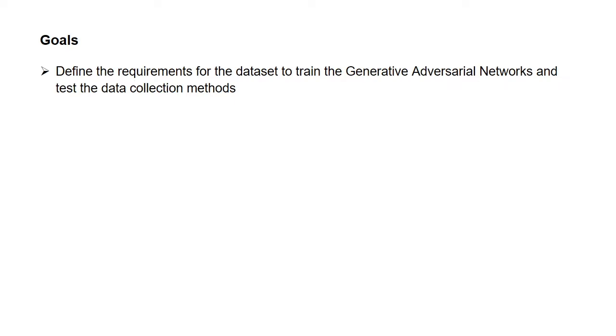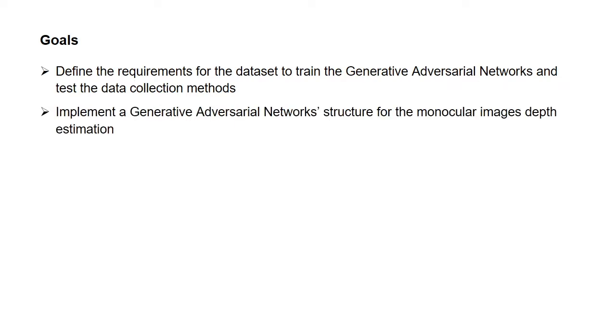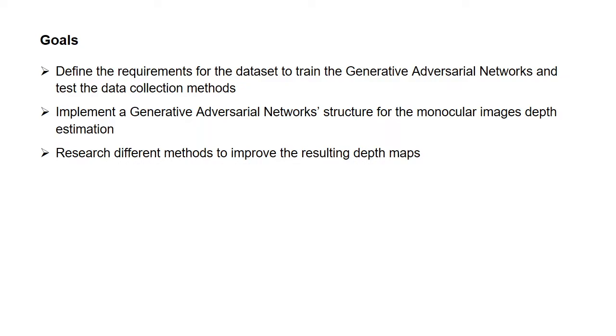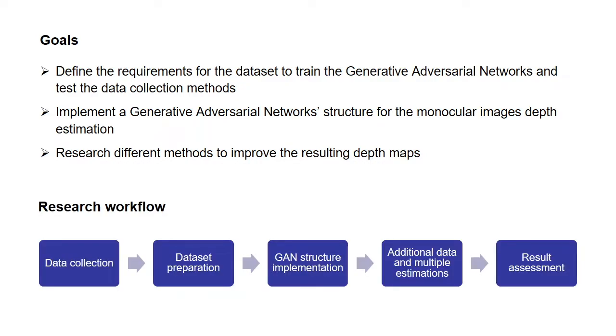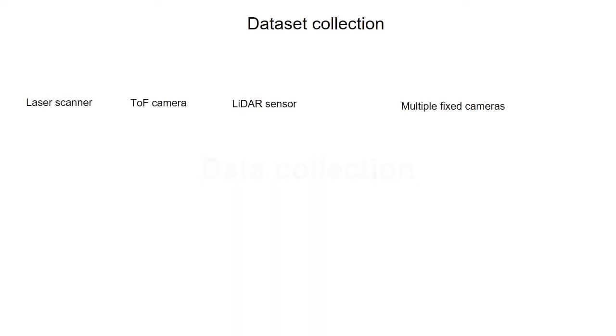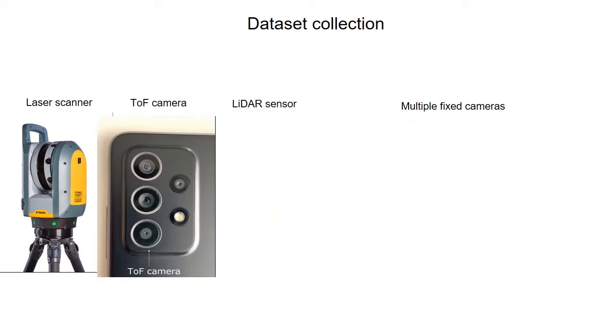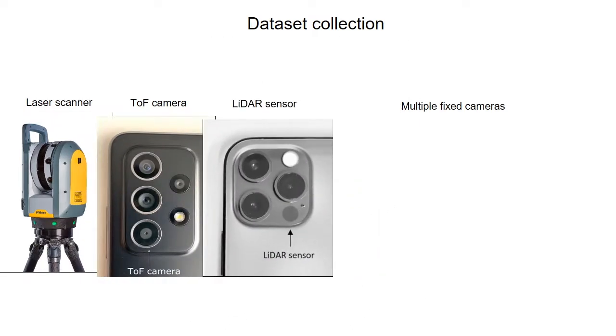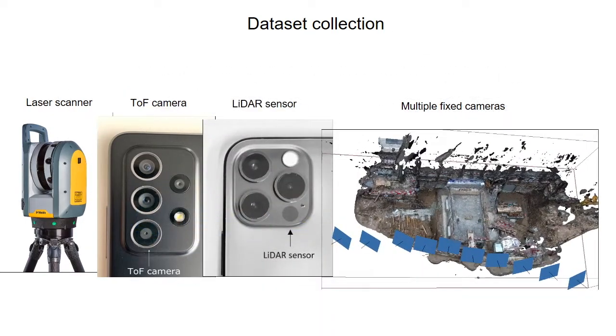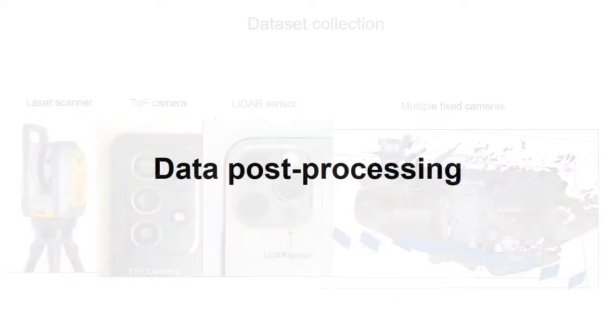The following goals have been set for the research. Different sensors and instruments have been used to collect the data: a terrestrial laser scanner, a smartphone with a time-of-flight camera, another one with a LiDAR sensor, and a dataset collected with multiple fixed cameras on a railway construction site.